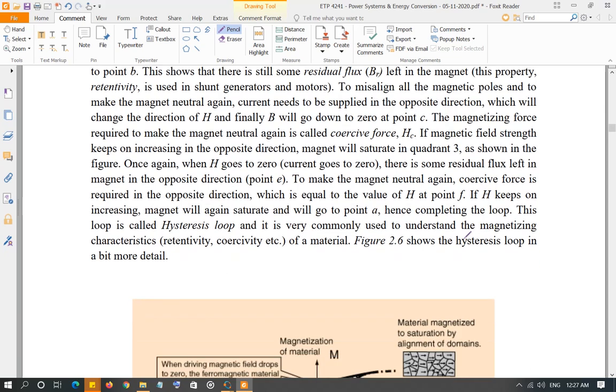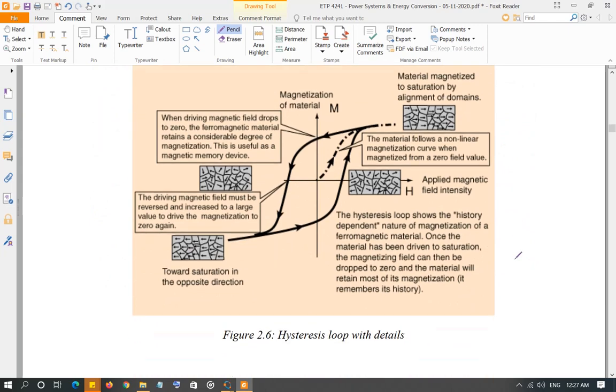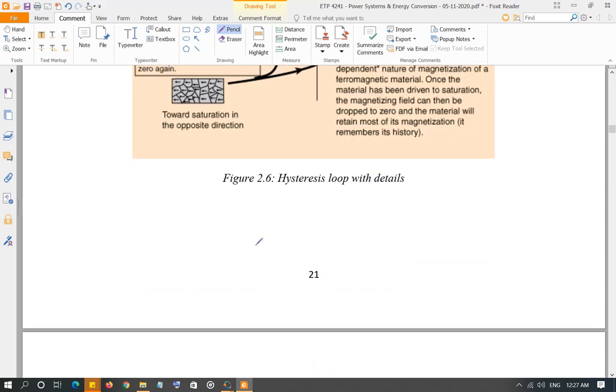Now there's another very good picture that I found online, and I put it here, and it describes everything about the dipole stuff that I was discussing, that all of them are misaligned. Initially the material follows a nonlinear magnetizing curve, magnetized from a zero field value to a field value that is saturating. All the domains have been aligned, and then you can read this. It's a very good picture of exactly what I explained, exactly what's happening and why it is happening.